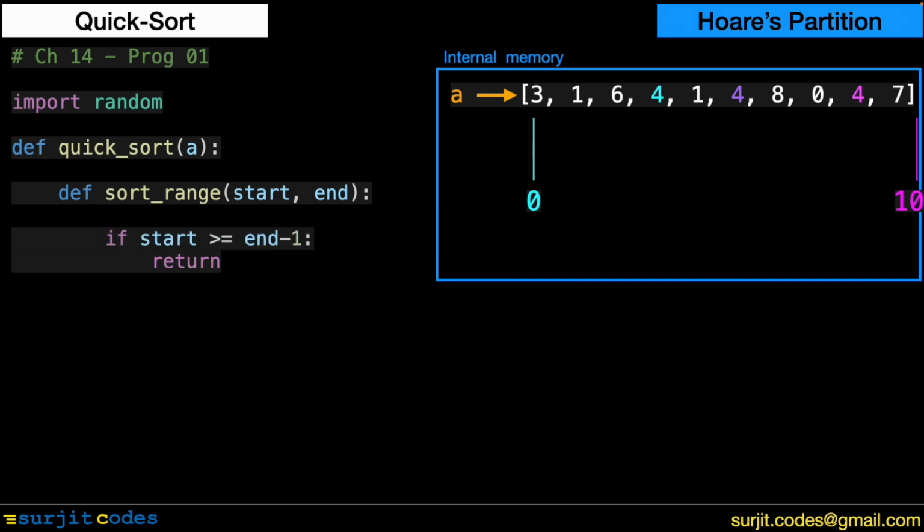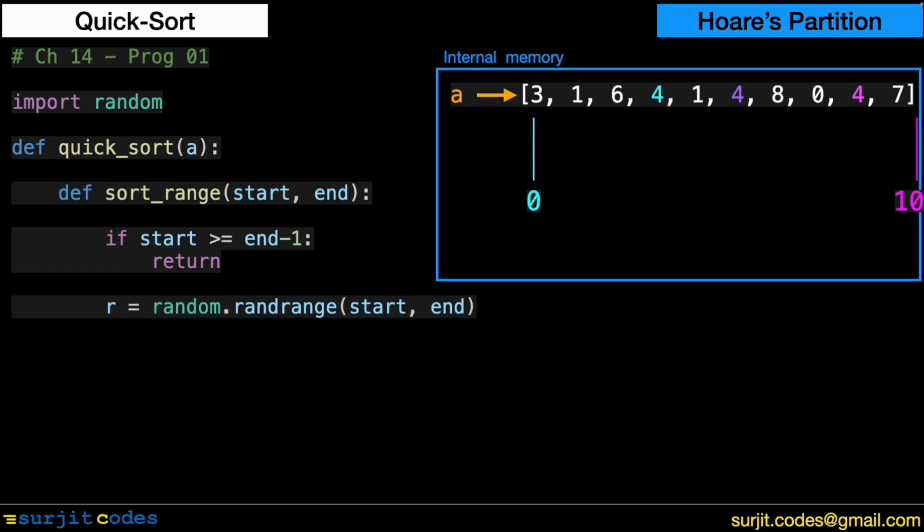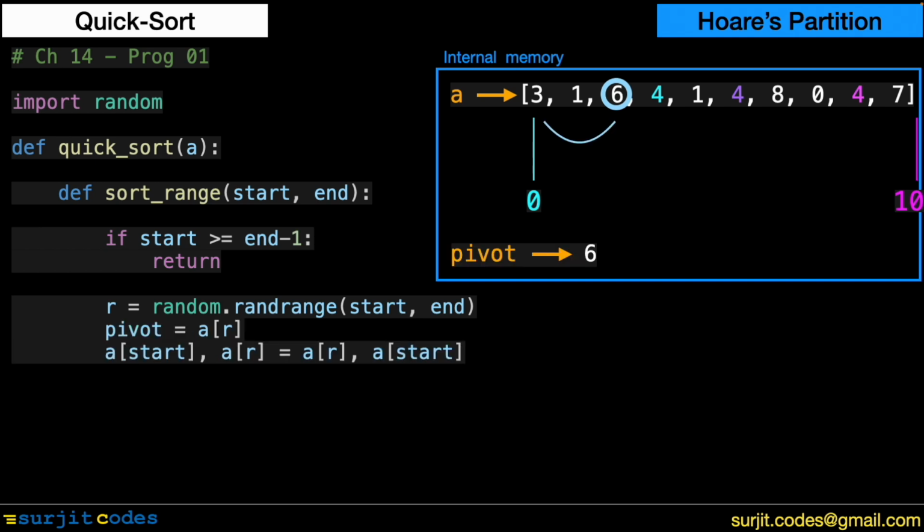When the range has 0 or 1 elements, we do not need any sorting. They become edge cases. In the Hoare partition, we find a random number within the range start and end. End is not part of the range. Let us suppose that the random number between 0 and 9 is 2 this time. We save it as R. The item at R is 6, which becomes the pivot, and we exchange it with start.